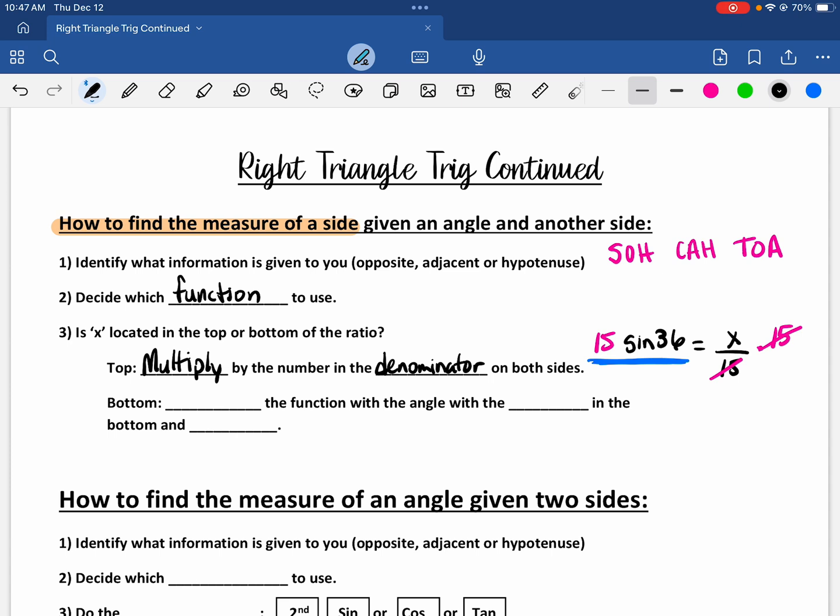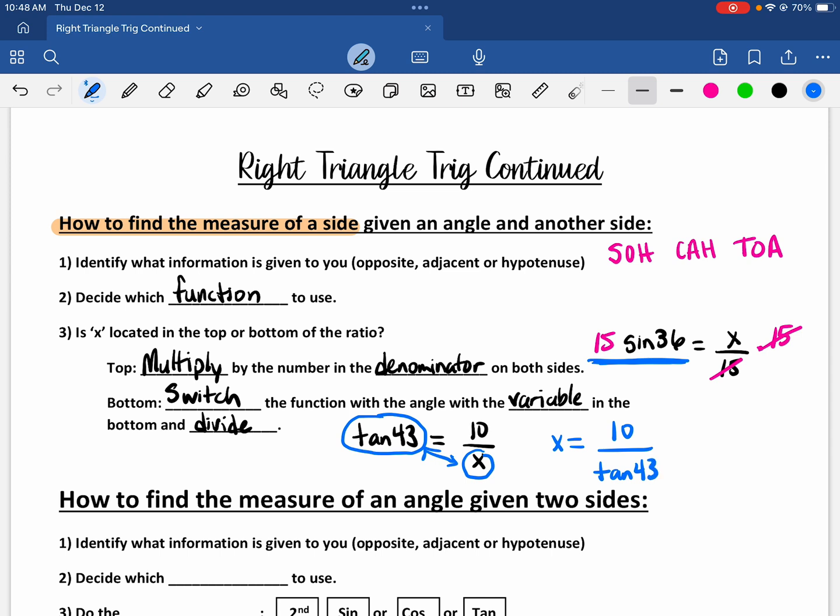If your x is located in the bottom or the denominator of your ratio, then it says to switch the function that's with the angle with the variable that's in the bottom and then divide. And so that one would look something like this. Let's say we had tangent 43 equals 10 over x. So we notice that x is in the denominator or the bottom of that ratio. So I'm going to take this tangent 43 and this x, and they are going to switch places. So it would look something like this. It would be x equals 10 divided by tangent 43. And that would be what we would put in our calculator to figure out our answer.